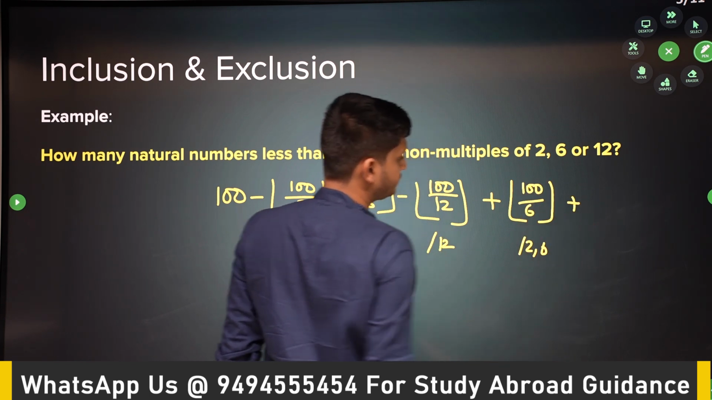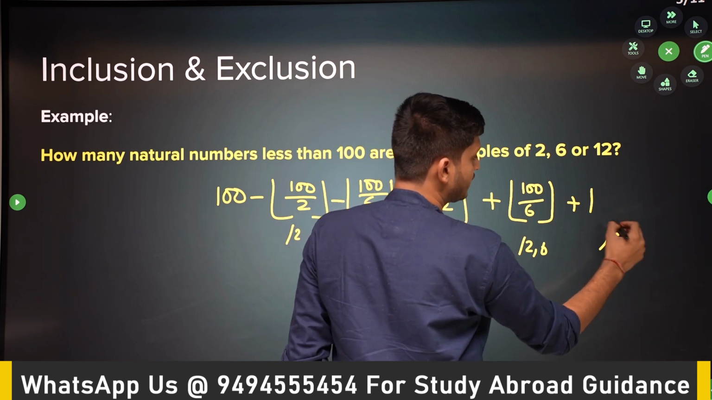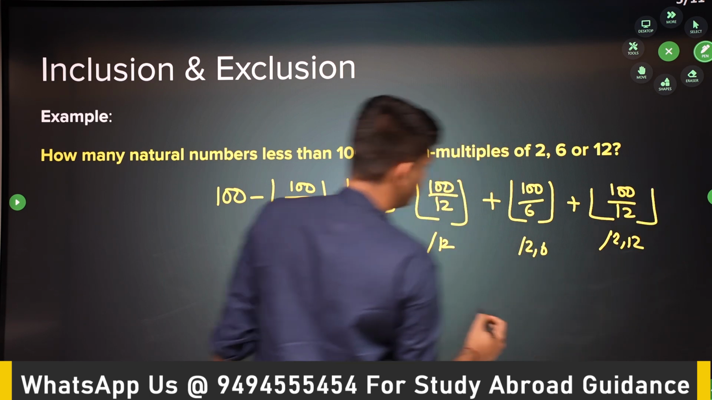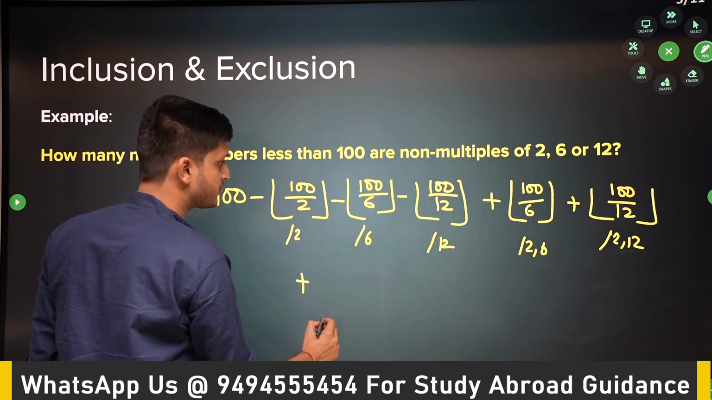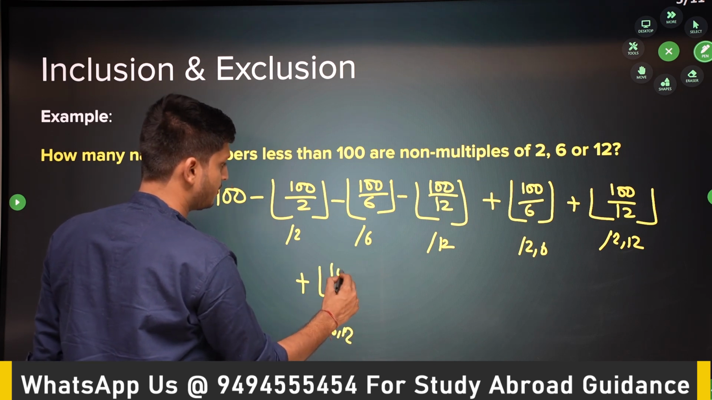Then you will add all the numbers which are divisible by both 2 and 12. So the LCM of 2 and 12 is again 12. So it should be 100 by 12. Then we will again add all the numbers which are divisible by both 6 and 12. Their LCM is also 12. So it should be 100 by 12.